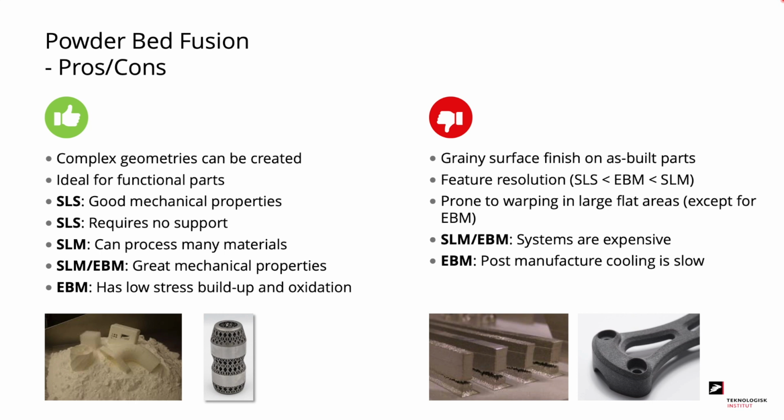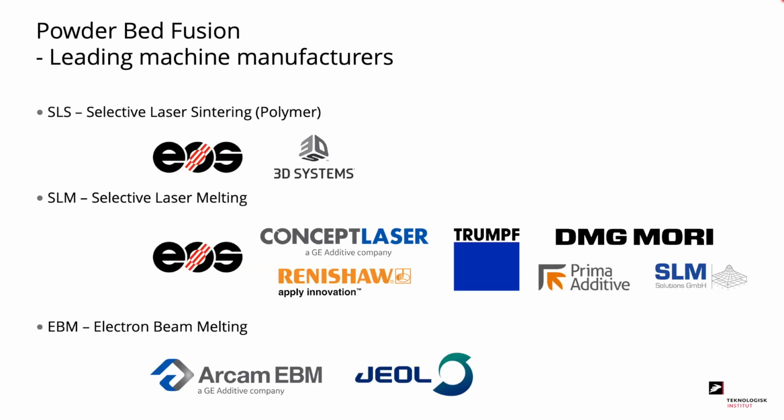And it is also prone to warping in large flat areas, except for EBM because it is being processed at a very high temperature. For both SLM and EBM systems, there is a big con that they are very expensive. The leading machine manufacturers within powder bed fusion is for SLS, EOS and 3D Systems. For SLM, we have EOS, Concept Laser, Renishaw, Trumpf, DMG Mori, Premier Additive, and SLM Solutions. For EBM, we have Arcam EBM and Geo.